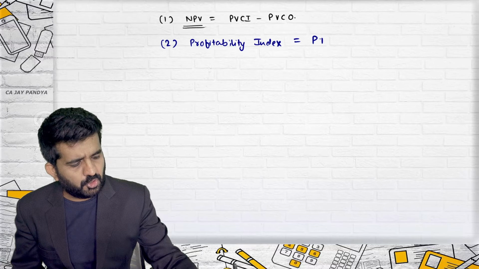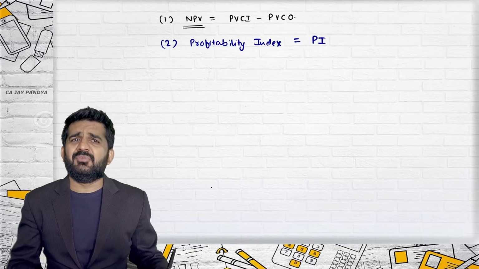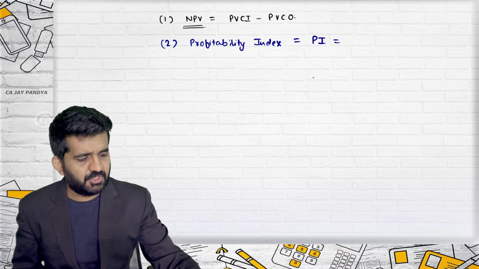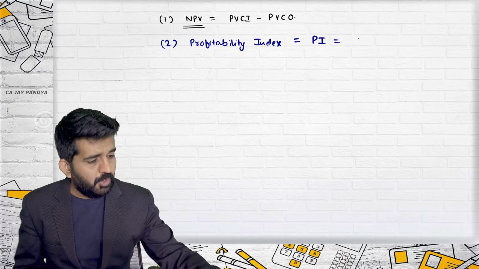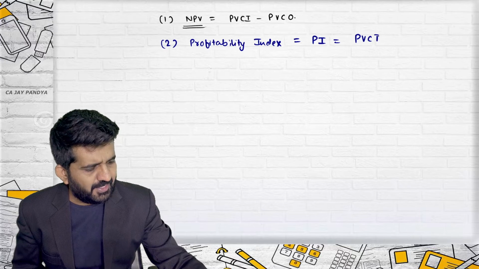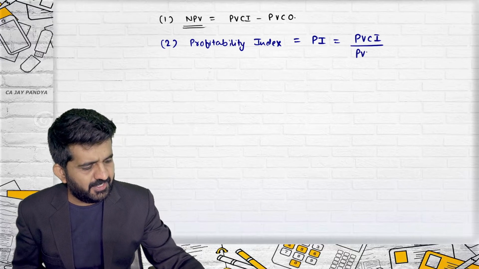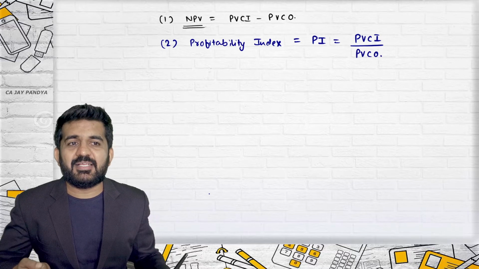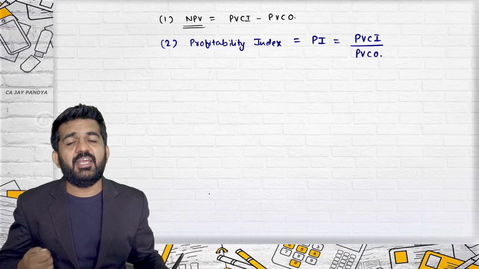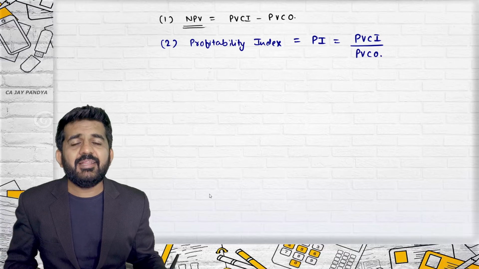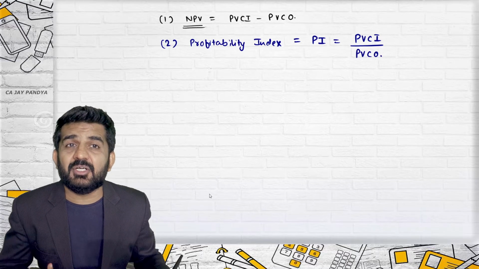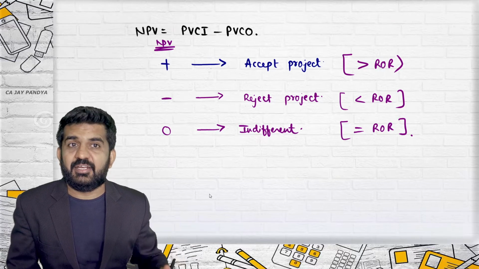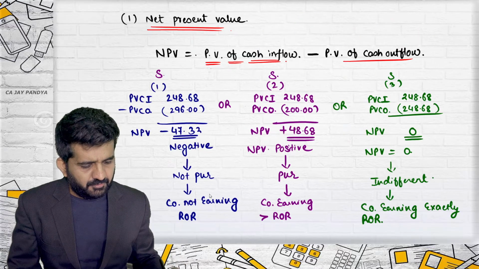In short, it is also termed as PI. Even in the question paper it is used. Find out PI. PI is nothing but profitability index. What is it? It is present value of cash inflow divided by present value of cash outflow. So in our same example, we will be finding out the profitability index, and then we will be deciding the decision making criteria, whether we should accept when, whether we should reject when.